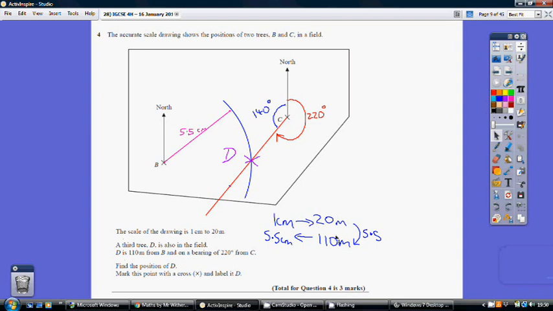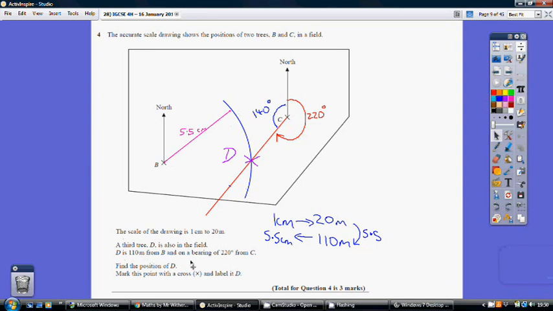So just looking at that ratio there, I can see to scale up from 20 to 110 we're multiplying by 5.5. So similarly, looking vertically, on the map, 1 centimeter scales up to 5.5 centimeters. So using a compass, I've drawn an arc of 5.5 centimeters here, and I know that D lies somewhere on that blue arc, because those are all the points 5.5 centimeters, so 110 meters away from B.